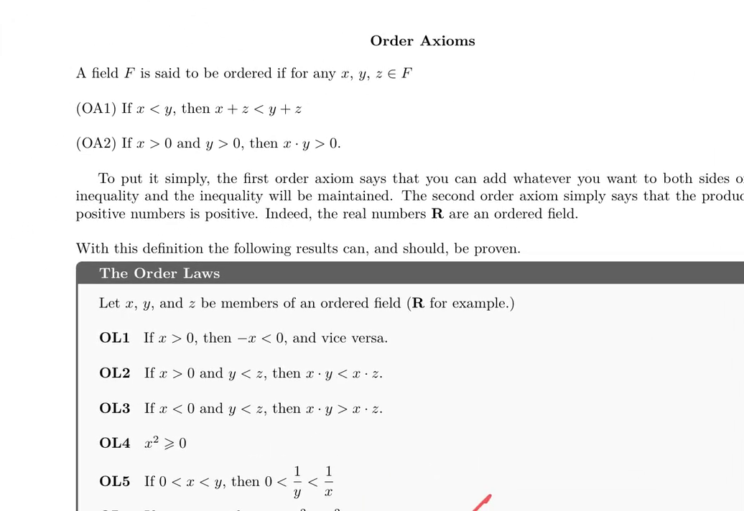If x is bigger than 0, then negative x is less than 0. Oh, I messed this up. Oh, and vice versa. Okay, we're okay. And therefore, if x is less than 0, negative x is bigger than 0. I thought I was missing something, but I had it compactly in here, and vice versa. All right.